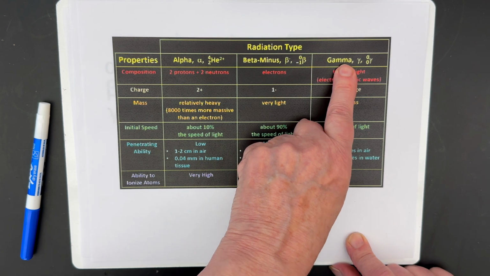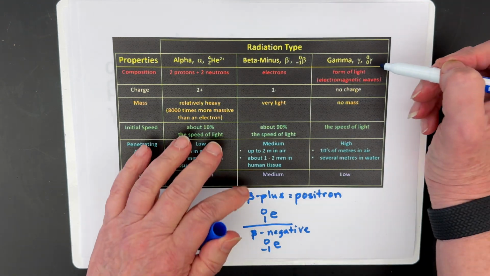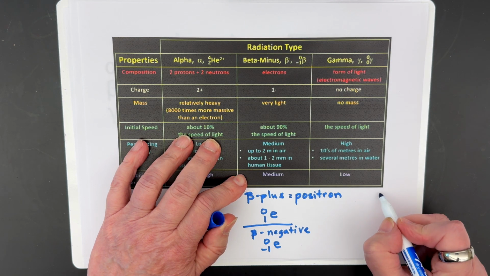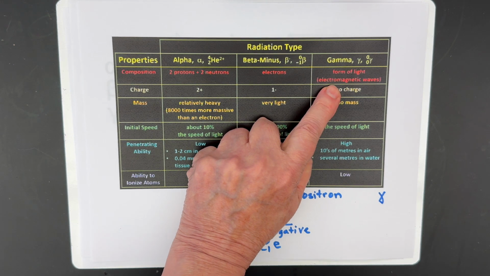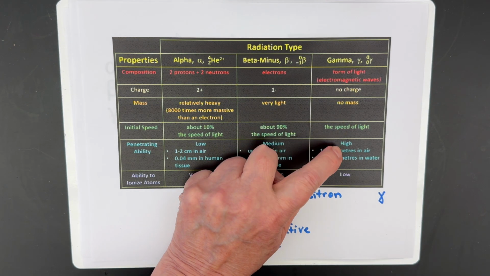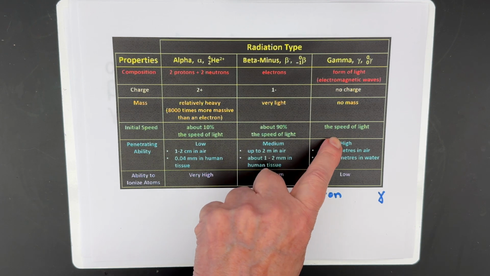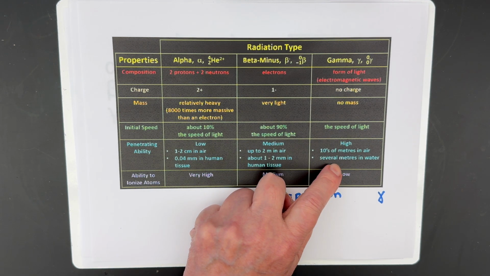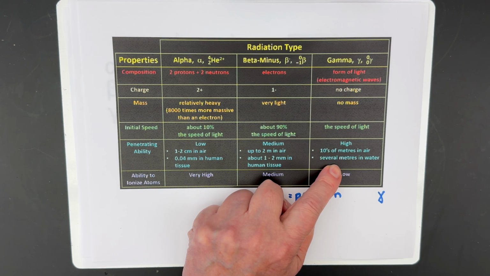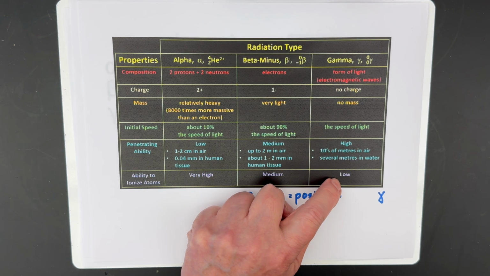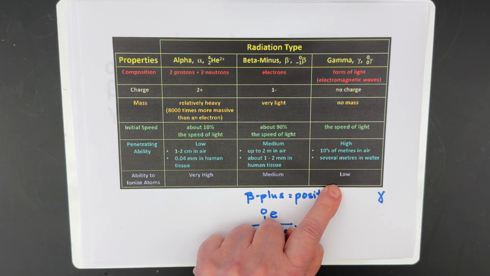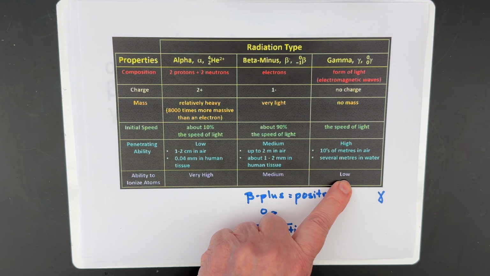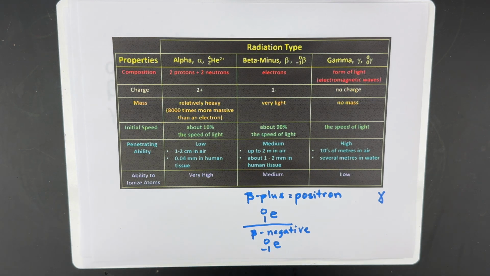Gamma is just energy. So gamma doesn't have any numbers on the left side. You just show it as the gamma symbol. It's an electromagnetic wave of energy. It has no mass. It's traveling at the speed of light, which is 3 × 10⁸ meters per second. It goes far in air, it goes far in water, and it goes straight through us. But because it has no charge and no particles, it has a very low ability to cause ions because it doesn't have a charge to do that.